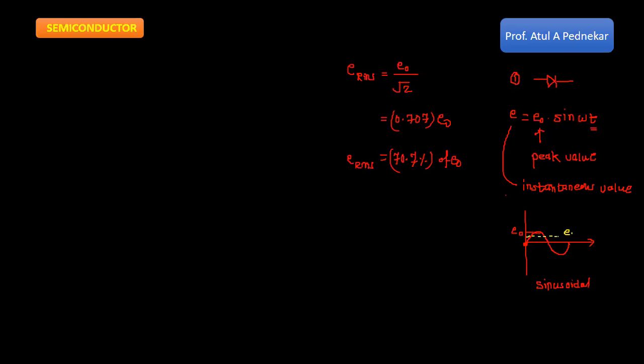This is ERMS. मुझे बताना जो रेड कलर में मैंने वेवफॉर्म ड्रॉ किया है वो AC है या DC है? The red color waveform is AC or DC? AC. What is the difference between AC and DC?